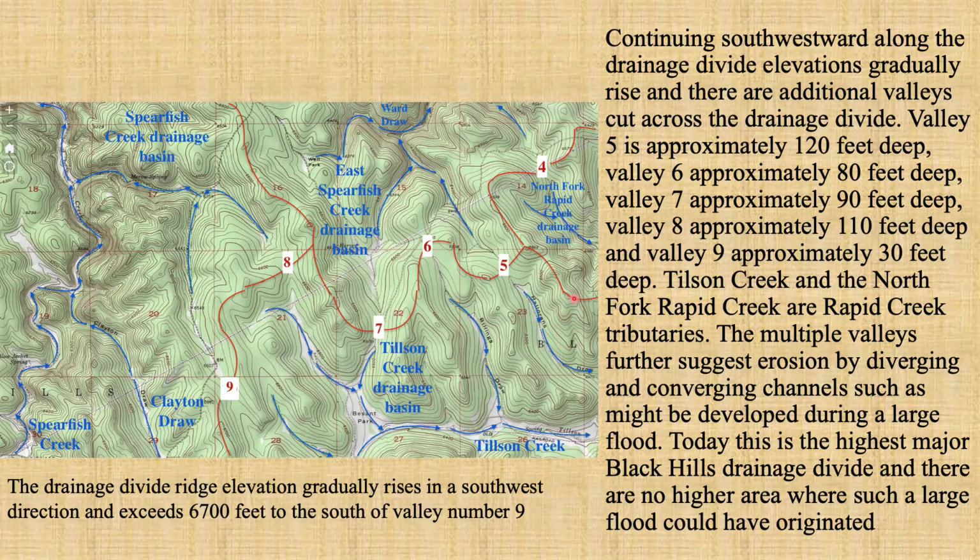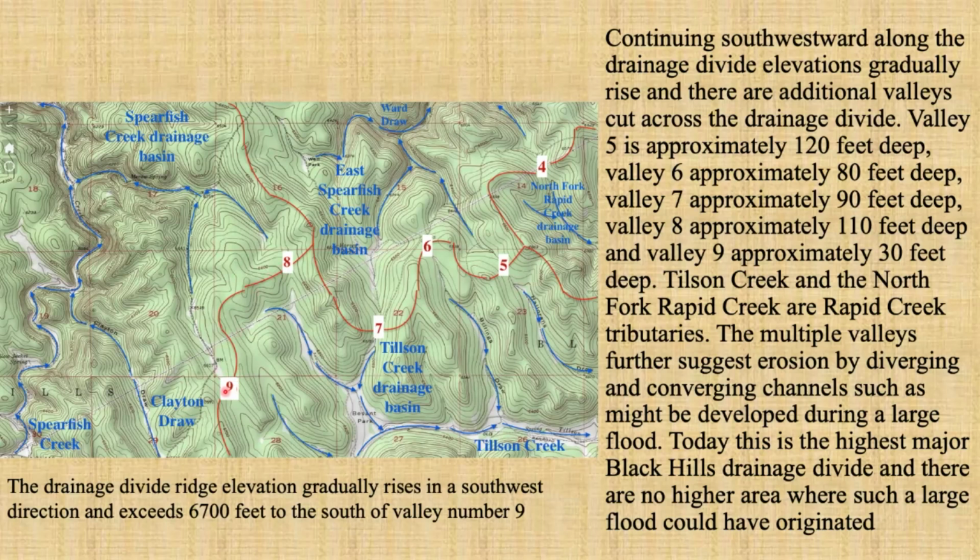Now, if we continue in a southwest direction along the Spearfish Creek Rapid Creek drainage divide, here's number four that we saw in the last slide. But if we continue here in a southwest direction, we come to number five, which is about 120 feet deep, another erosional valley. Number six is somewhat shallower. It's only about 80 feet deep. Number seven is about 90 feet deep. Number eight is about 110 feet, and number nine is much shallower. It's only about 30 feet deep.